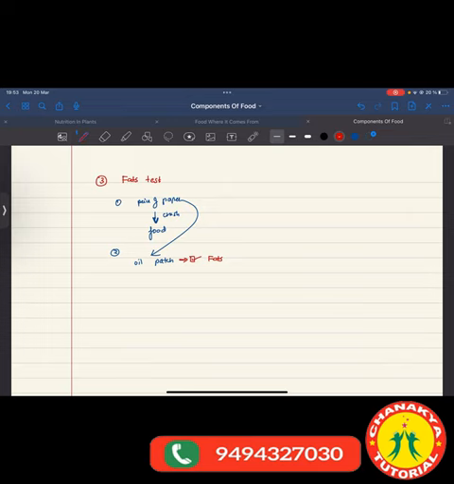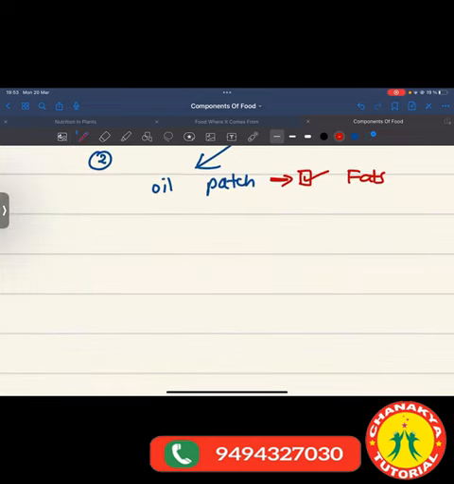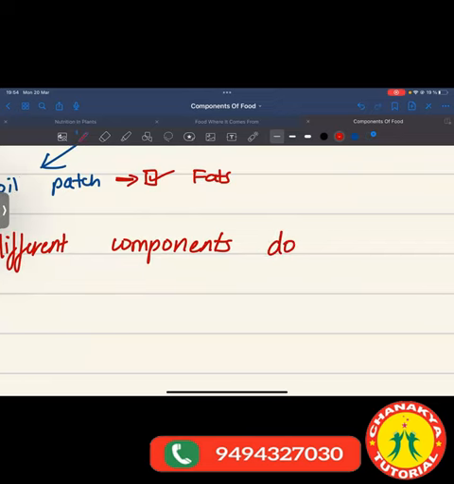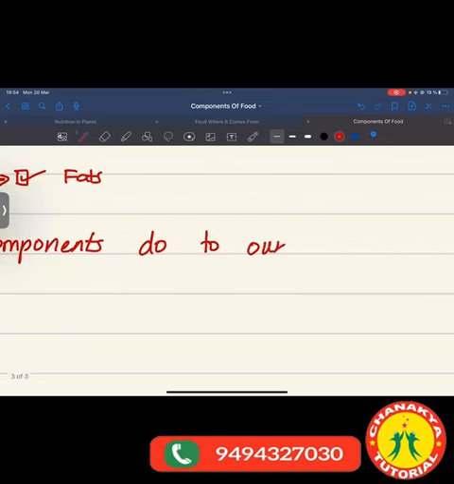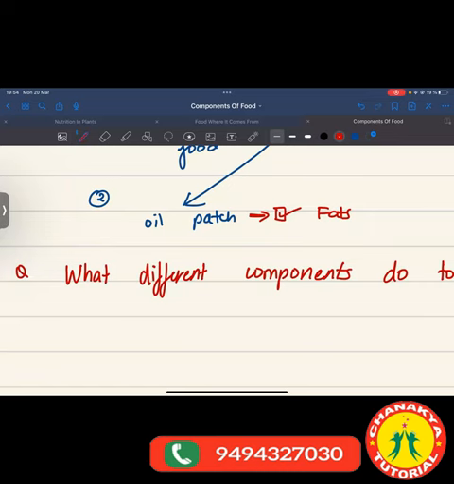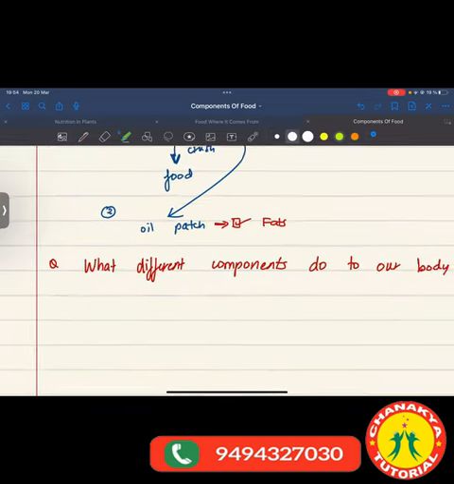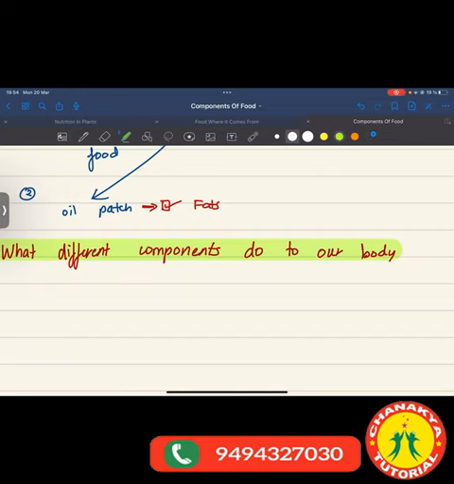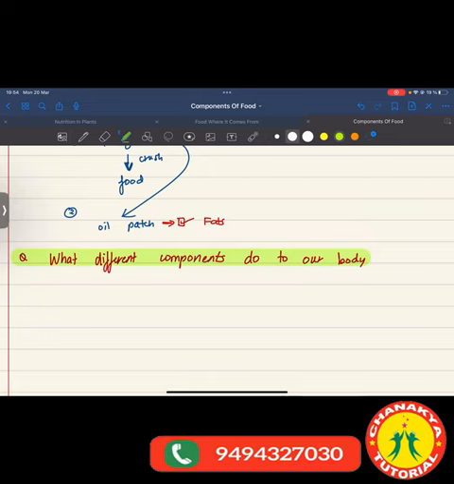So what do these different components do to our body? That's what we're going to see. Note this down. This is your homework question. I'm not going to tell you now itself. What do these different components do to our body? Now, you know that fish is good for our eyes because it has protein. So why is chicken not good for our eyes? So what are the other functions that all these proteins, vitamins, and others do? Why are they classified as proteins, carbohydrates, and why are they not just one food? That means they have different functions, right?